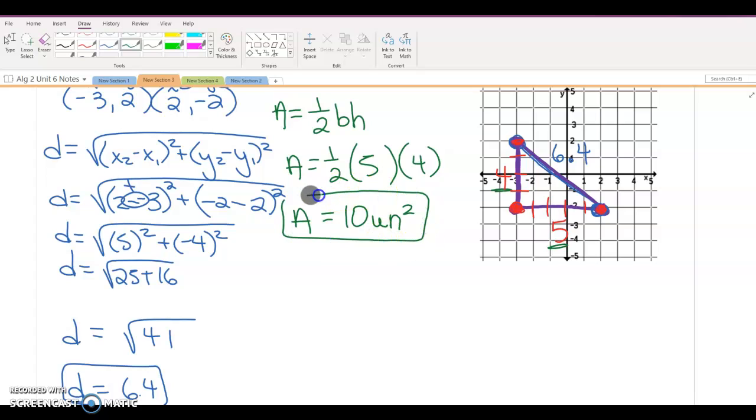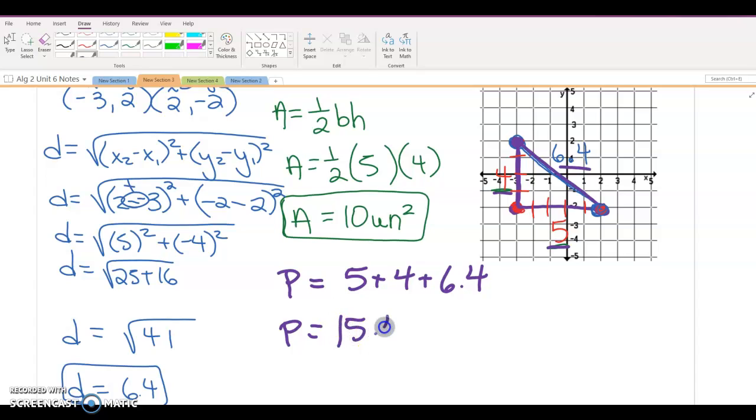Awesome. Now, once we have our area, we were also asked to find the perimeter. So perimeter, once again, we said was the sum of sides. So I know I'm on 3 of my sides. I know it's 5 plus 4 plus our 6.4. So 5 plus 4 plus 6.4 should hopefully give us 15.4. And that's just units around our triangle.